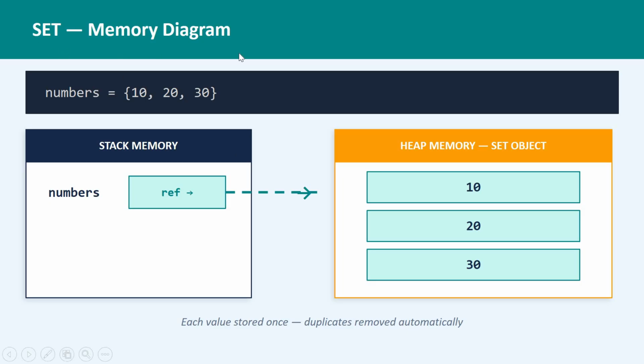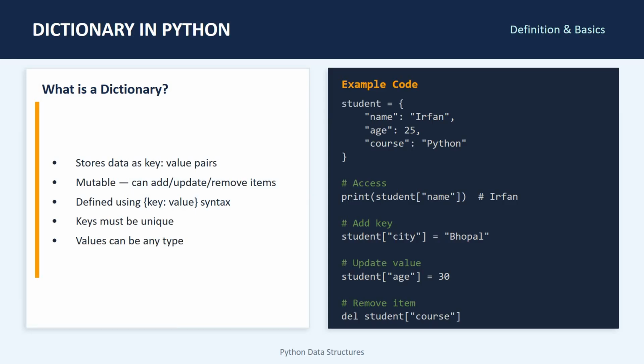Now here the set has a memory diagram. We have numbers 10, 20, 30. Numbers is like a reference, and then these are the elements. Elements will always be stored in heap memory, whereas the reference will be stored in stack memory. So we have two types of memory: stack memory and heap memory. Stack will always store the numbers with the reference. Each value is stored once, and duplicates are removed automatically. That is one of the features of the set interface. It doesn't allow duplicates.